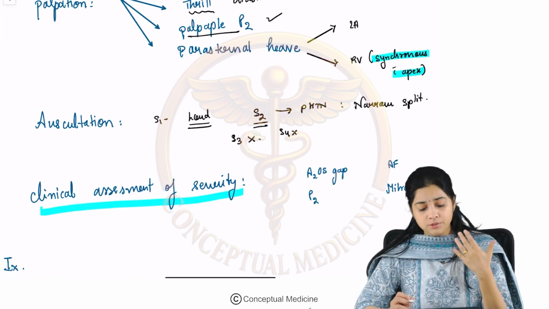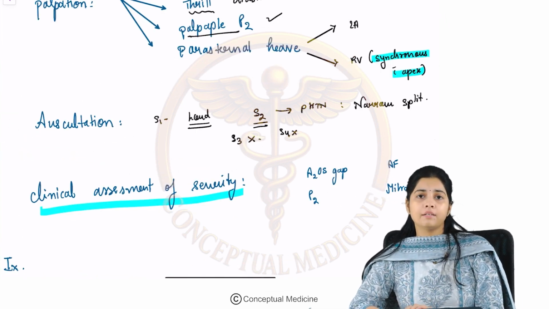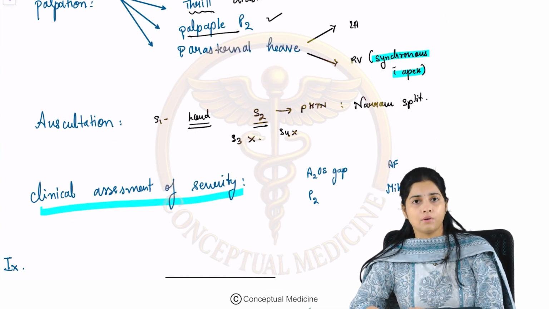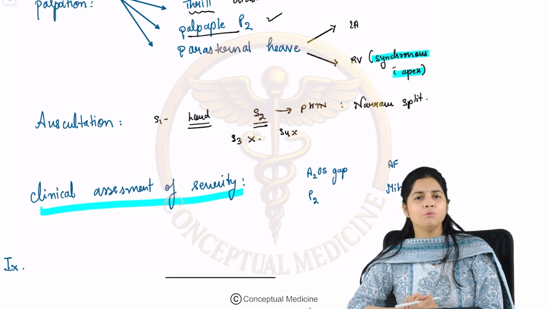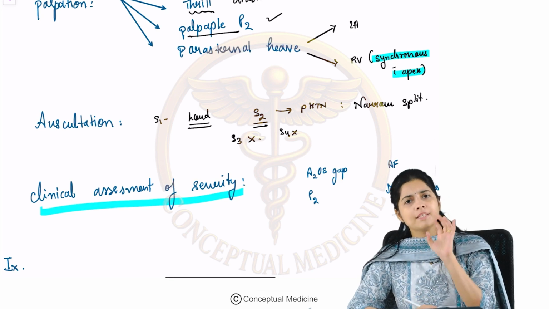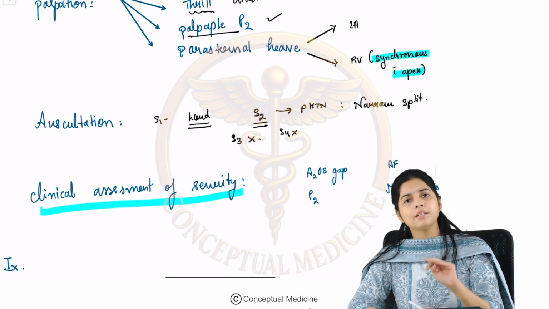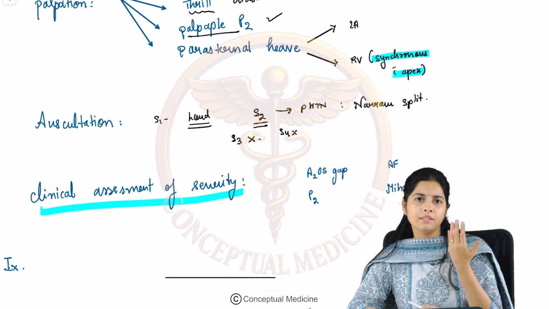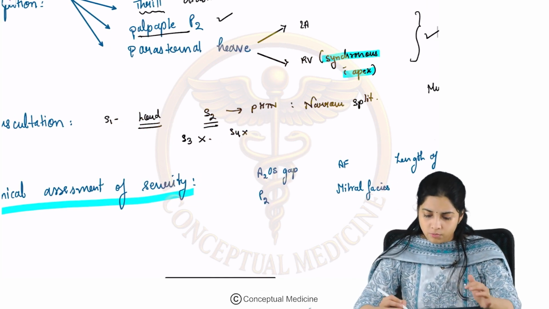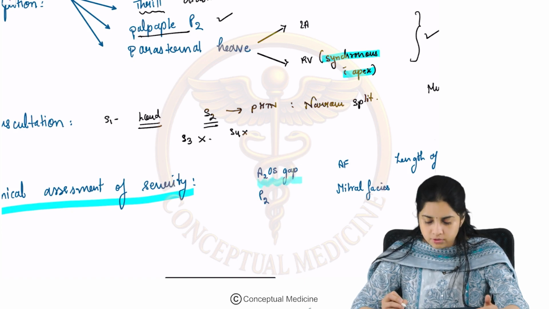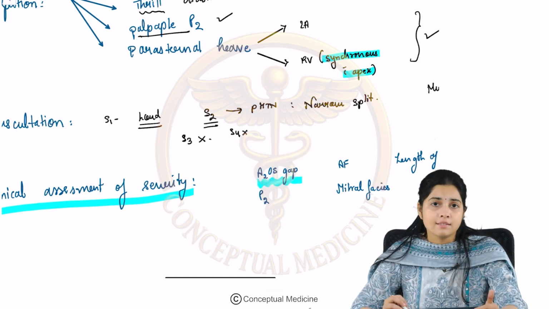Now, how do you clinically assess whether the mitral stenosis is severe or not? Mitral stenosis is defined as severe when the valve area is less than 1 centimeter square. There are certain symptoms and clinical findings using which you can say that this patient mostly has a severe mitral stenosis. So what is that? That depends upon the A2-OS gap.